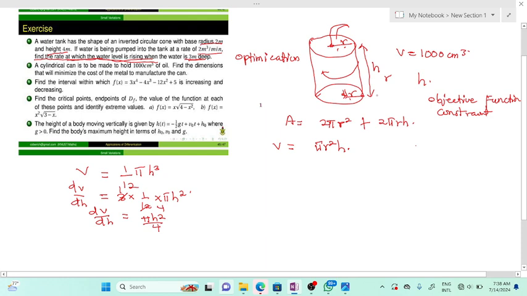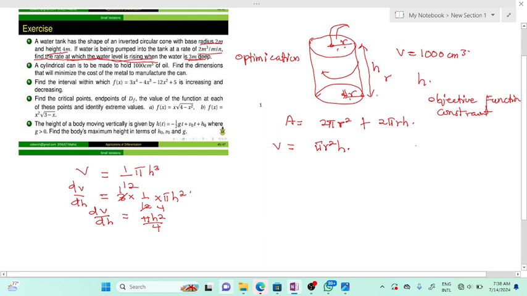So we are going to differentiate our A with respect to r. At the point where this derivative is zero, we are going to get the critical point or the extremes of this function. Since we want the minimum cost, we are looking for the value of r that will make our area minimum. That is the application. Okay, so at this point, let's see.